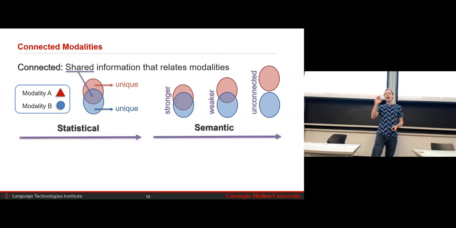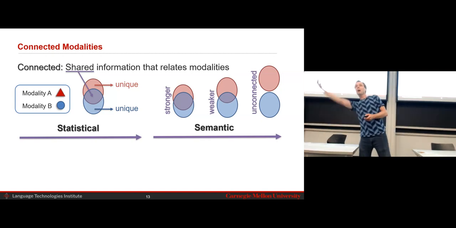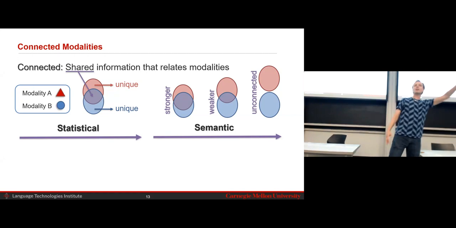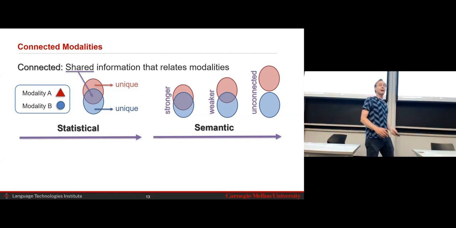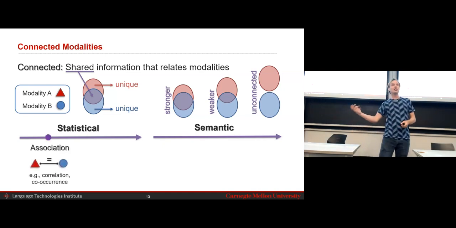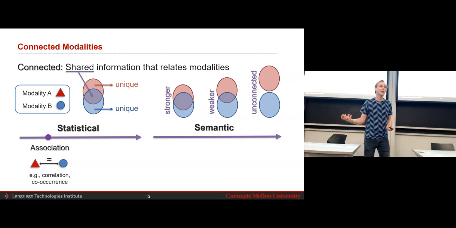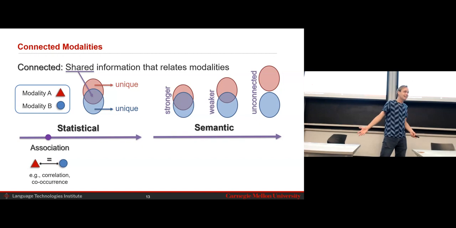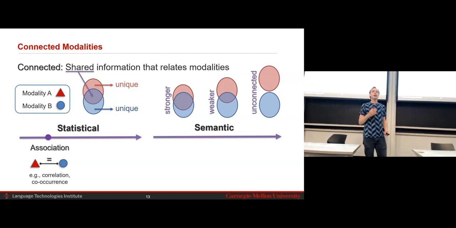There are two ways, at least, to connect modalities. One, I will say bottom up, and the other one is top down. The bottom up one we could also call statistical. And the idea is association, just a fancy word for co-occurrence. So if every time you hear table, you see that object, whatever that object is, or if every time I say woof, I point at this table, you are eventually doing an association.